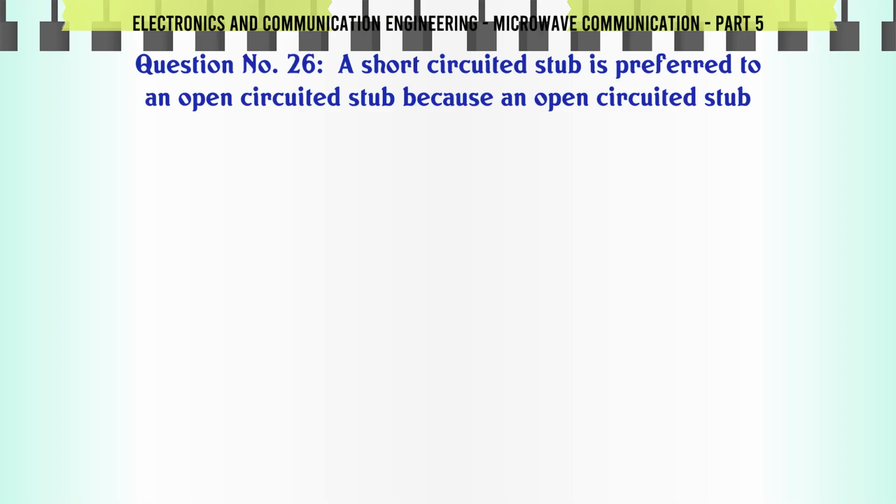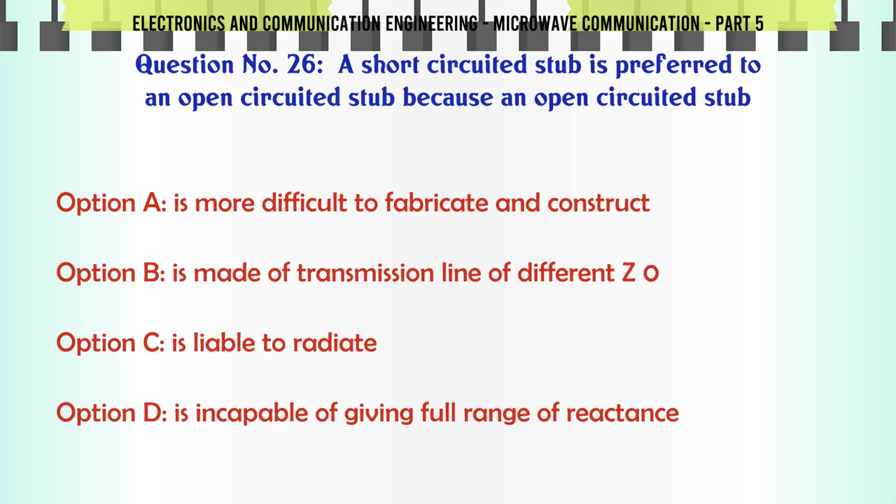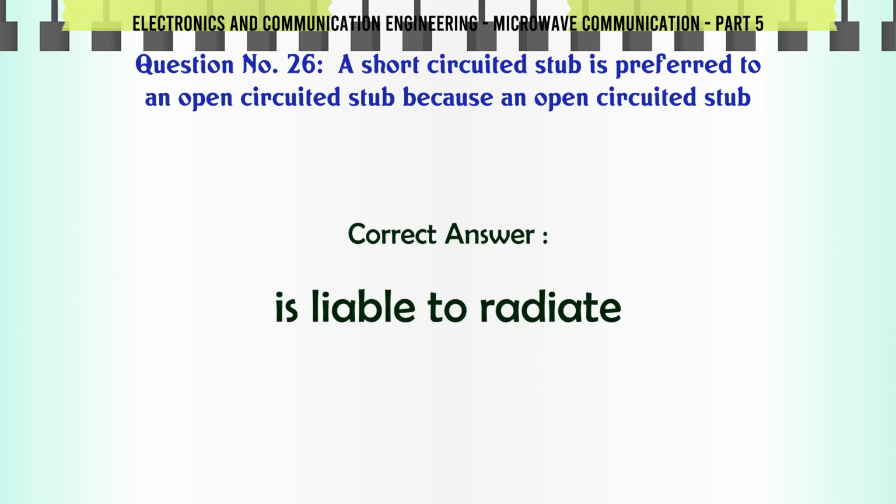A short-circuited stub is preferred to an open-circuited stub because an open-circuited stub A. is more difficult to fabricate and construct, B. is made of transmission line of different Z0, C. is liable to radiate, D. is incapable of giving full range of reactance. The correct answer is liable to radiate.